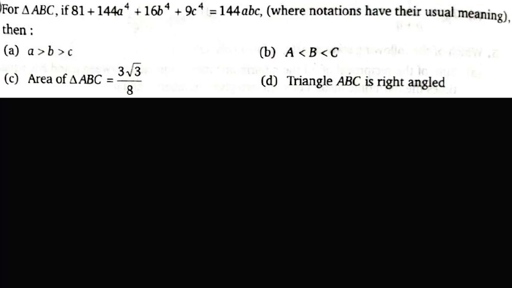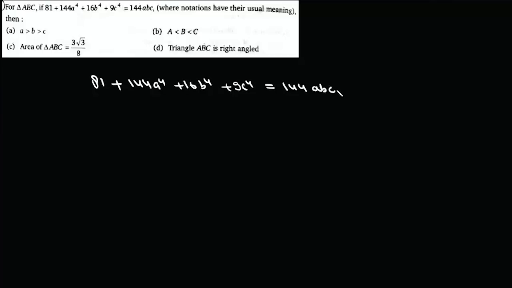Now in this question, we are given that for triangle ABC, 81 a to the power 4 plus 144 b to the power 4 plus 16 c to the power 4 plus 9 c to the power 4 is equal to 144 ABC. Then which of the following is correct?